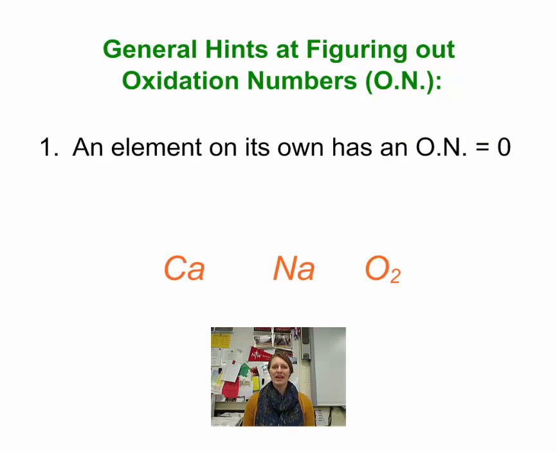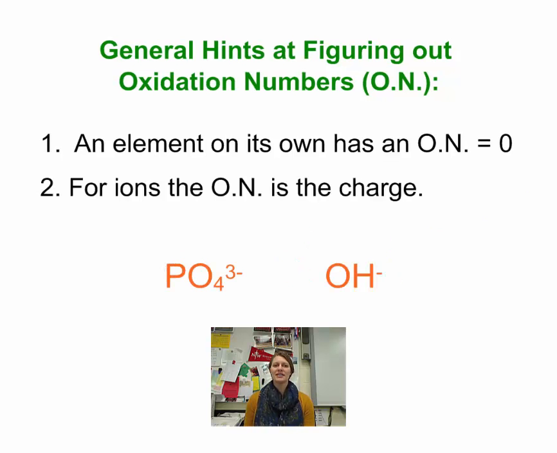Okay, so let's start applying this idea of putting the oxidation numbers together with figuring out what's going on in a redox reaction. Here are some general hints for figuring out oxidation numbers or figuring out a charge. If an element is ever going to be on its own, its oxidation number is going to be 0. So here we got calcium. Its oxidation number just on its own is 0. Same with sodium. And oxygen, even though there's 2 of them, it's a diatomic, it's still 0 because it stands alone.